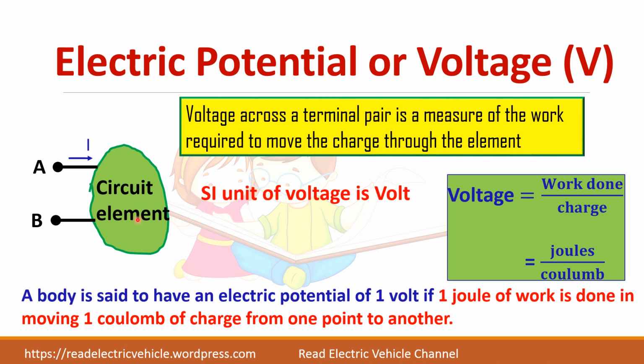And a body is said to have an electric potential of 1 volt if 1 joule of work is done in moving 1 coulomb of charge from one point to the other. So you are moving 1 coulomb of charge from one position to the other. For that, 1 joule of work is done. So that is called the voltage.